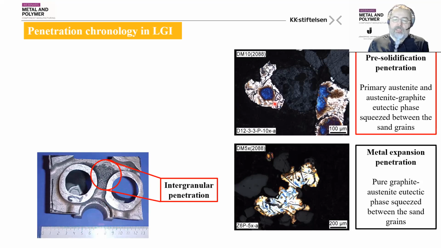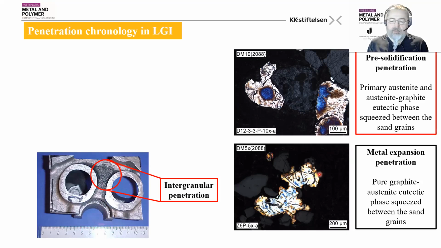This is expected to be a penetration from the original bulk material with the original composition, which was a hypoeutectic composition, and we call it a suppressed solidification penetration. It means that the penetration started quite early, before the solidification started in the bulk material in the casting.